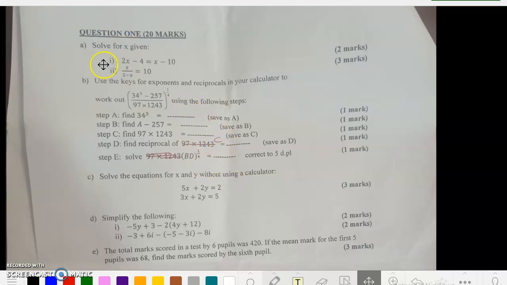And here we have got the first question: solve for x given that 2x minus 4 is equal to x minus 10. So you might need to pause the video if you know how to figure it out and try it yourself. First of all, you need to bring the x, collect the like terms, and then simplify in order to find the value of x. So let me show you what you are supposed to do in this question.